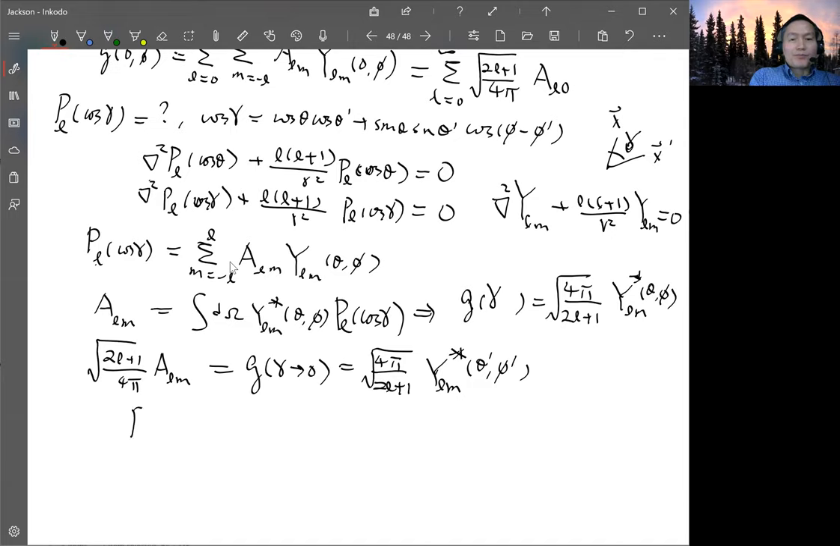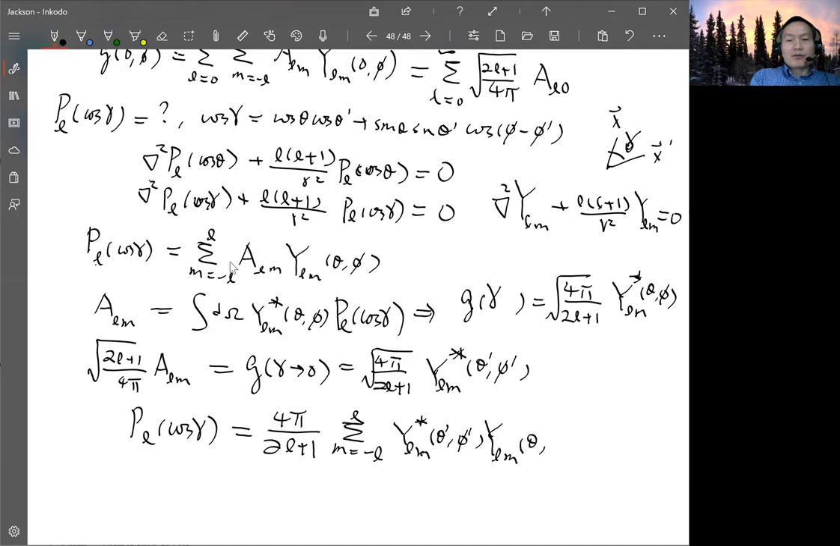You can multiply this factor to here and get A_lm, then put it back. All together, P_l cosine gamma equals, when you multiply, canceling all the square roots, 4 pi over 2l plus 1 times the sum over m from minus l to l of Y_lm complex conjugate of theta prime, phi prime times Y_lm of theta, phi. That is the form of the addition theorem. Let me look that up: it is equation 3.62.